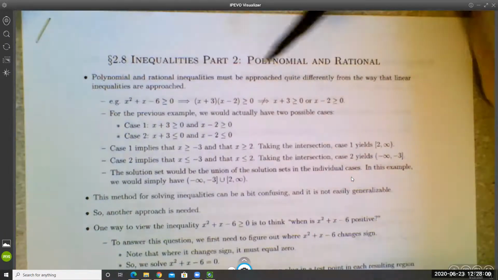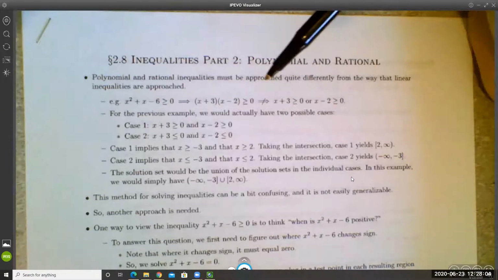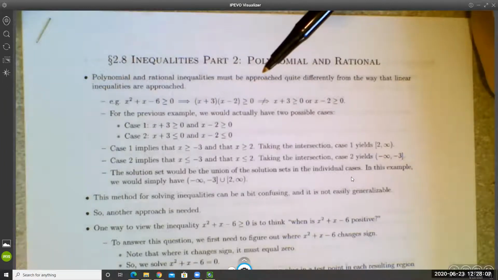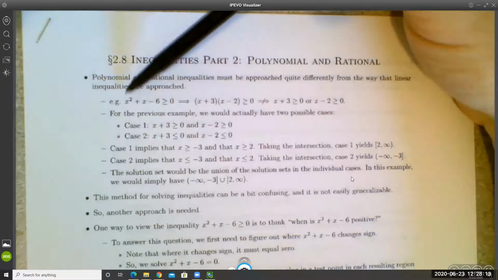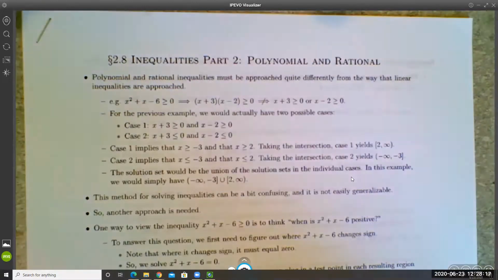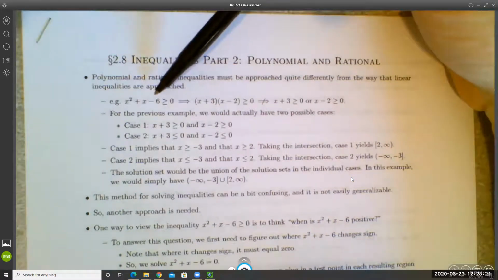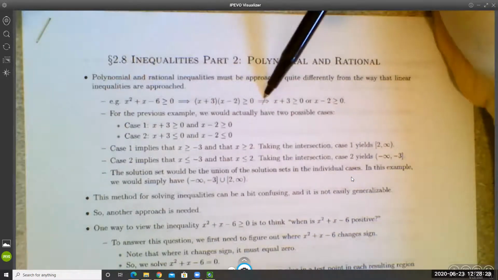These things need to be approached quite a bit differently from the way that we solve linear inequalities, right? With linear inequalities, we basically just solve them the way that we solve linear equations, but we really don't solve polynomial inequalities the same way that we solve polynomial equations. And the reason for that is if you try to follow the same logic, it ends up breaking down, okay?